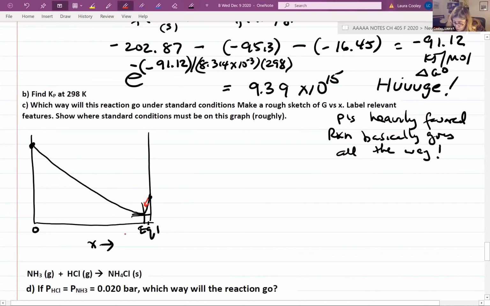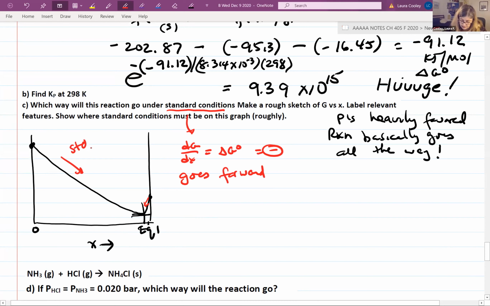So which way will the reaction go under standard conditions? dG/dx is just equal to delta G0, which is negative. So it goes forward. The standard conditions are somewhere here. I don't know where exactly, and I don't care. And this is mu 0 reactants sum, and this is mu 0 products sum. Okay. So that was part C.